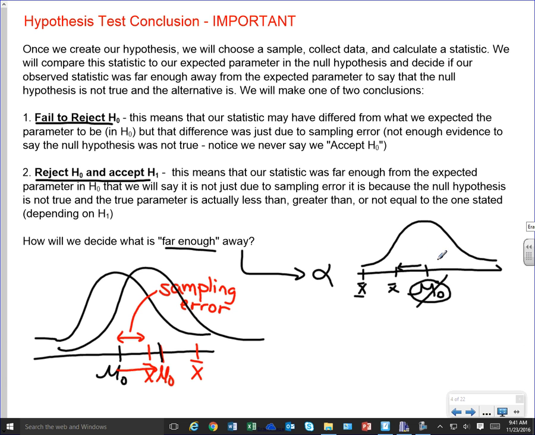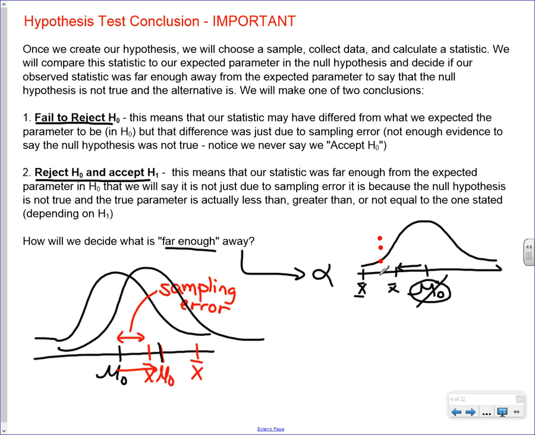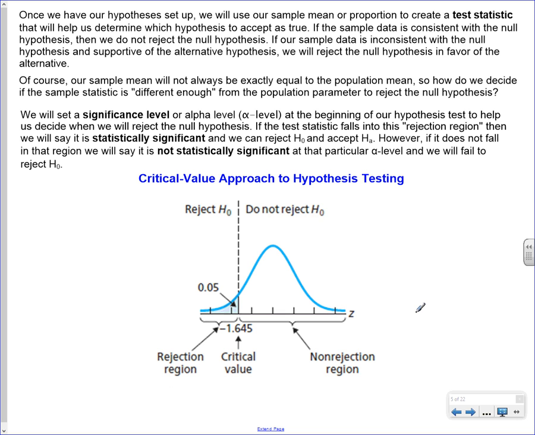Do we say 3? Do we say 2? How do we know? So what we want to do is set up some kind of boundary or limit that says anything that falls in front of this is just due to sampling error. It's not really that far away. Anything that falls past this line, that's where we're going to start to say, okay, that seems really unusual to happen. So I think the mean is not true, or the null hypothesis.